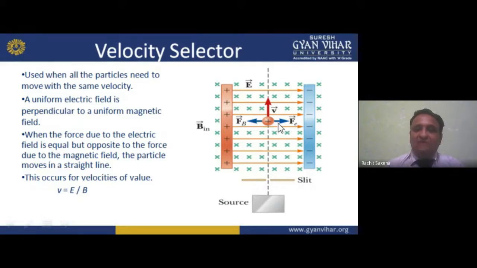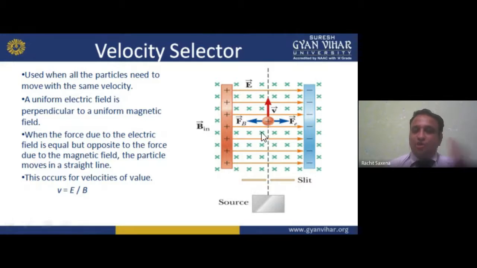So in this we have two types of forces. One force is due to the electrical field, and another force is due to the magnetic field. They oppose each other, they are in opposite directions, but they make what? They make a straight line construction.